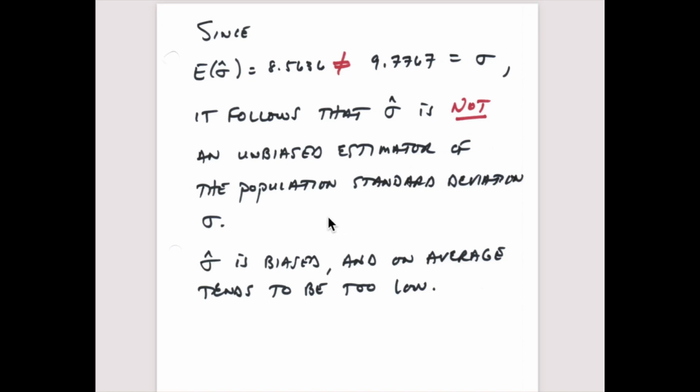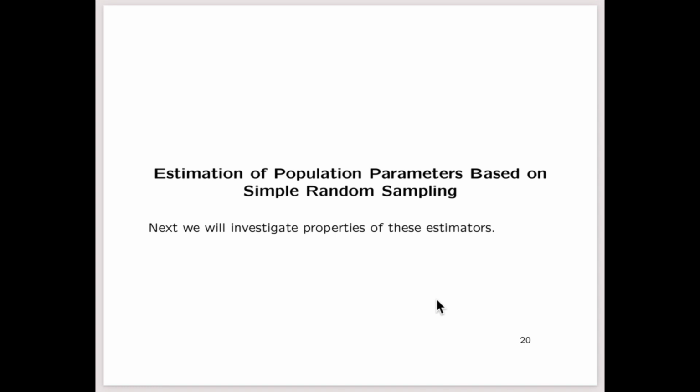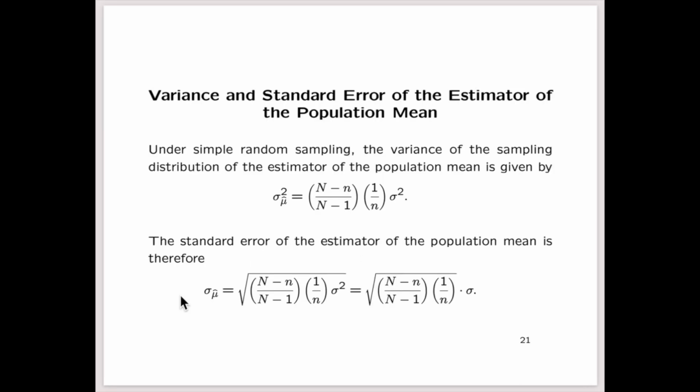Sigma hat is biased as an estimator of sigma, the population standard deviation, and on average it tends to be a little bit too low, as you can see here as an example. All right, so next we're going to investigate additional properties of these estimators. We've already shown that both mu hat and sigma hat squared are unbiased: mu hat being an unbiased estimator of mu, and sigma hat squared being an unbiased estimator of sigma squared. But we're going to investigate additional properties of these estimators.